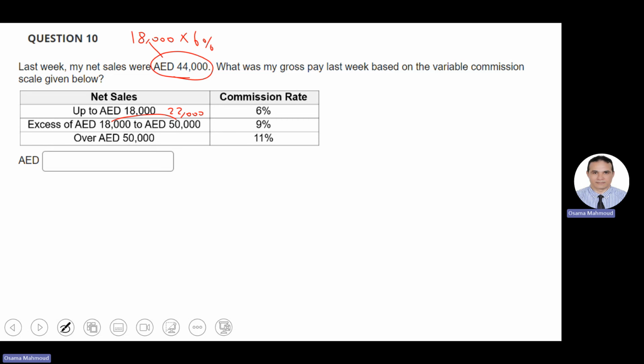So this 44, you can slice this into 18. What's left of 44? 26,000, right? This 26,000 is in between these two, right? Because from 18 to 50 it is 32,000. So he is not eligible for the last one because he didn't exceed the 50,000 set, right? So you multiply the first 18 by the percentage valid for the 18.